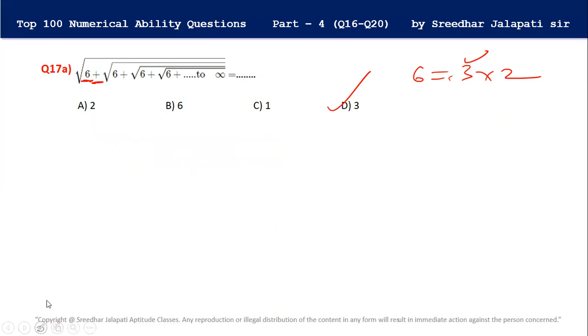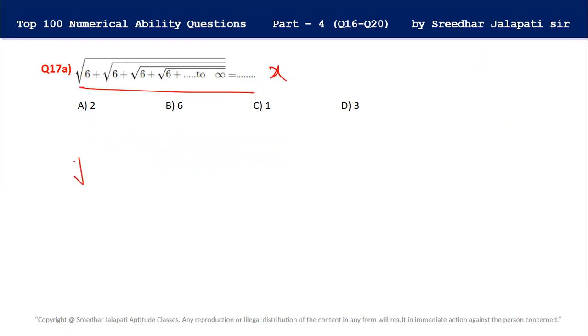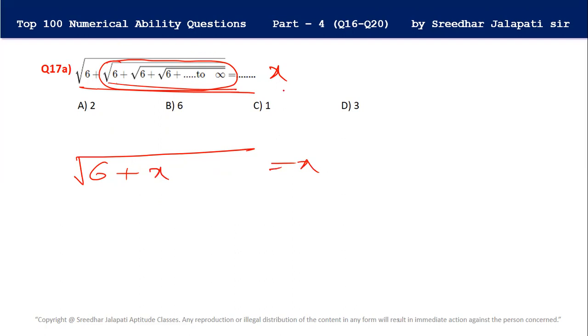This is the shortcut. Now if you want to know the original method for this, we consider the entire expression as, let's say, x. Then under root of, from infinite terms, even if I take out one 6, there will not be any difference. So this again becomes x is equal to x. I took the entire expression as x.